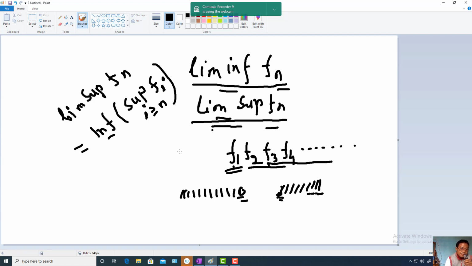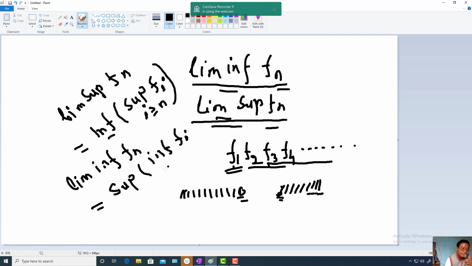So this one, how do we define this one? Limit infimum of fn, this we define like this. This is equal to the supremum of the infimum of fi, where i is greater than or equal to n.